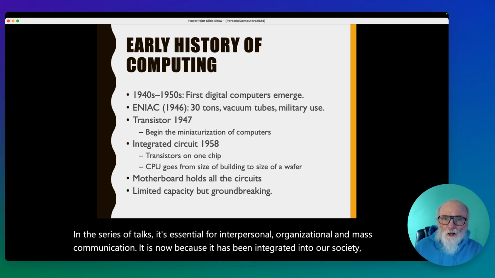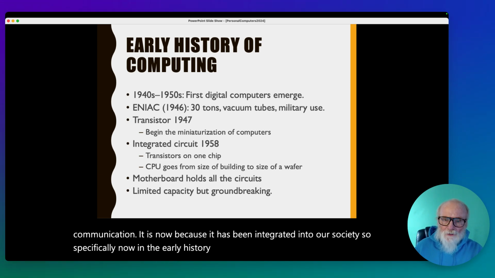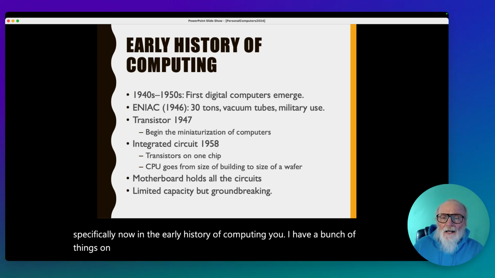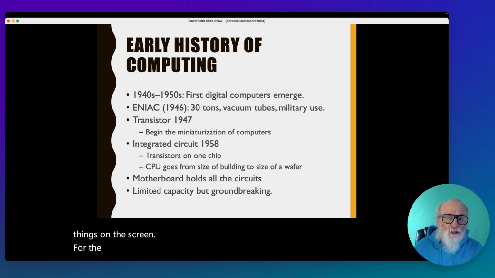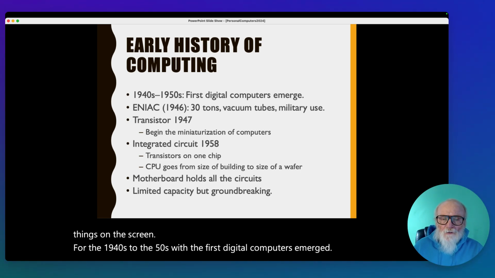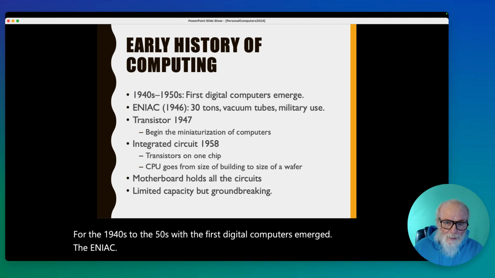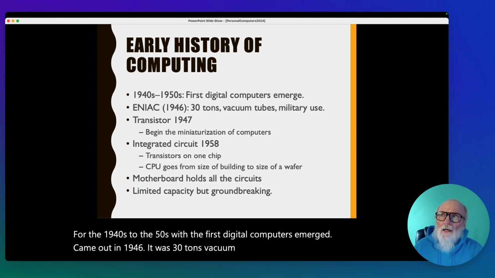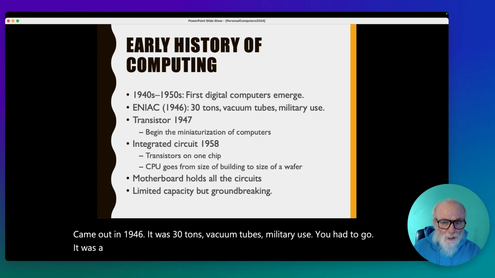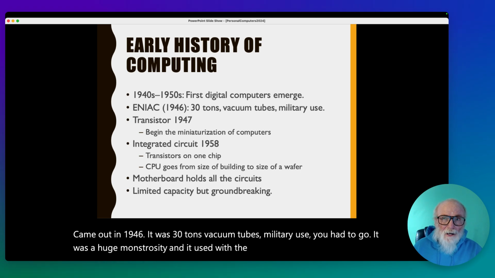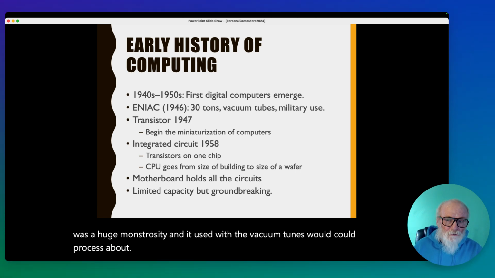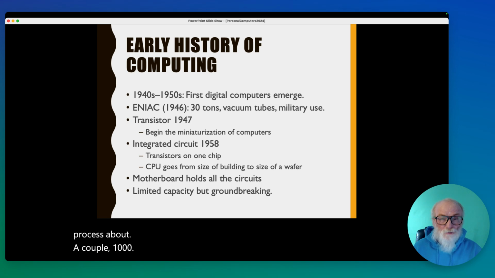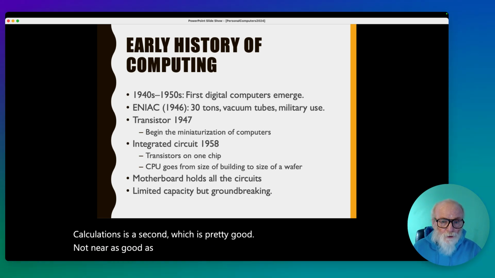Now, in the early history of computing, you see I have a bunch of things here on the screen. From the 1940s to the 50s, when the first digital computers emerged, the ENIAC came out in 1946. It was 30 tons, vacuum tubes, military use. It was a huge monstrosity. And with the vacuum tubes it could process about a couple thousand calculations a second, which was pretty good. Not near as good as what we can do today, but it was pretty good.